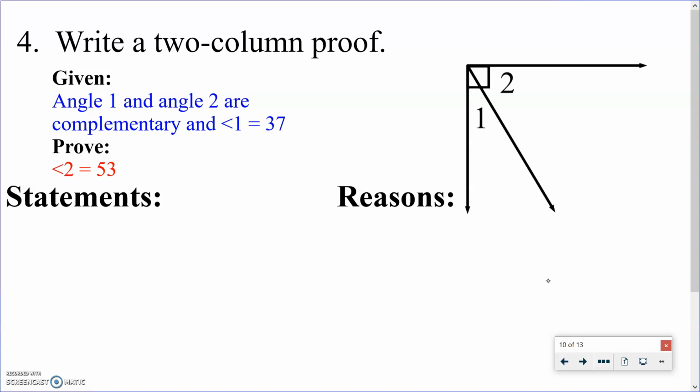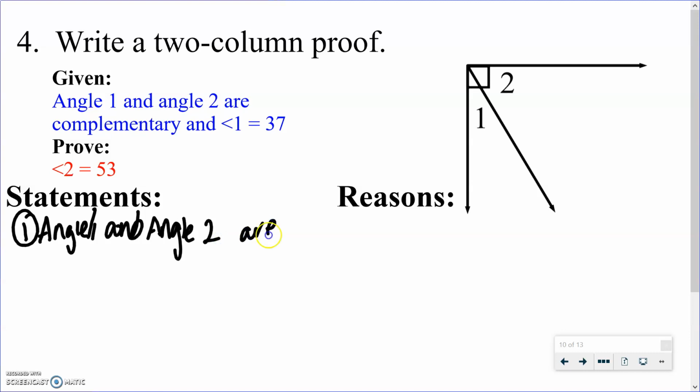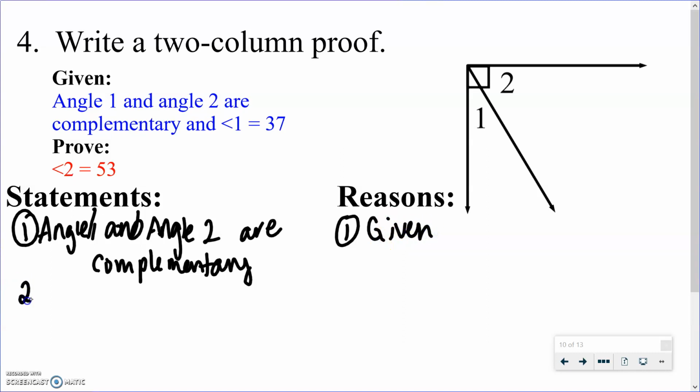Okay, now that you have paused and you've come back, this is what my proof looks like. See if you agree. So first is always going to be our given. Angle 1 and angle 2 are complementary. Okay, so that's the first given. And I separated my 2 givens, and so this is the second one. Angle 1 is equal to 37 degrees, also given.